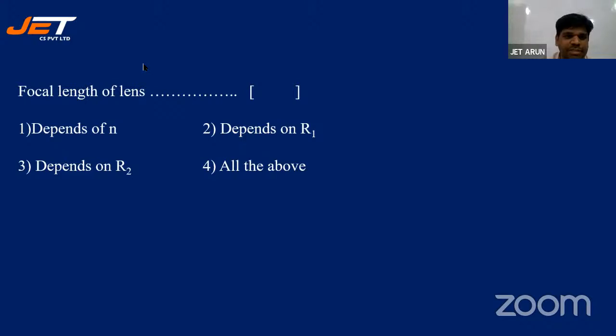Focal length of lens depends on n, depends on r1, depends on r2, all the above.